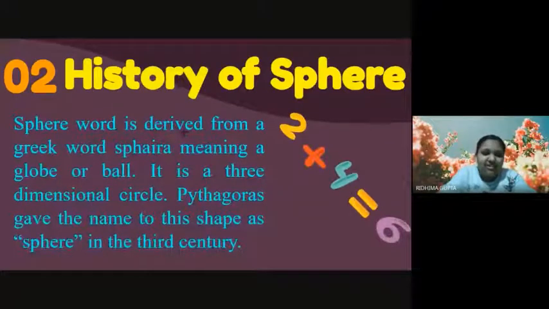History of sphere. Sphere word is derived from a Greek word spheria meaning a globe or ball. It is a three-dimensional circle. Pythagoras gave the name to this shape as sphere in the 3rd century.